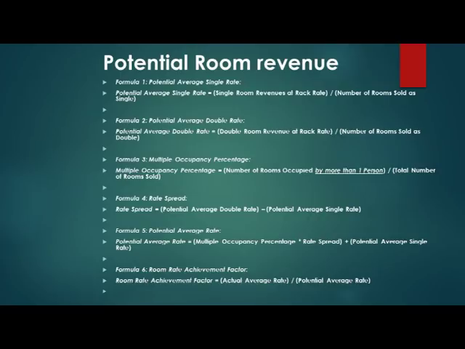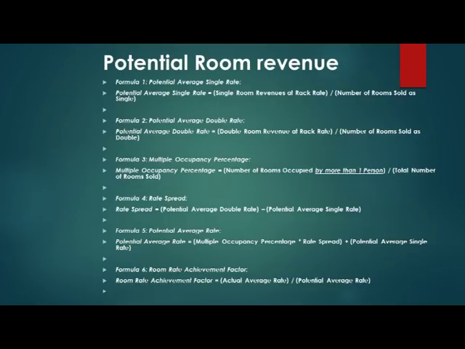Formula 3, multiple occupancy percentage. Multiple occupancy percentage equals number of rooms occupied by more than one person divided by total number of rooms sold. Formula 4, rate spread. Rate spread equals potential average double rate minus potential average single rate.